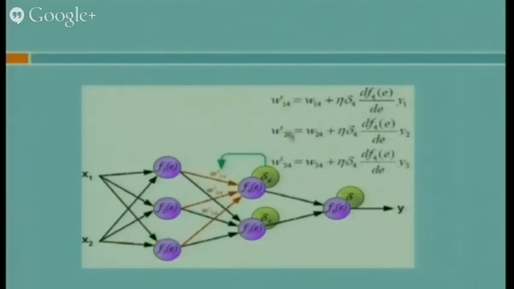Similarly, W14, W24 and W34. This is W14 plus eta into delta 4 into Y1. This is eta into delta 4 into Y2 and Y3. So you have now learned the concept of delta learning. So we are implementing just for the back propagation.